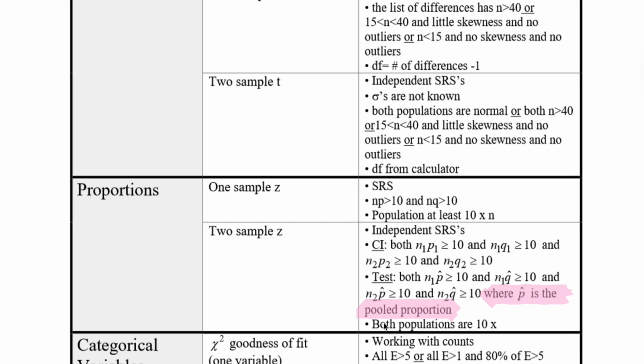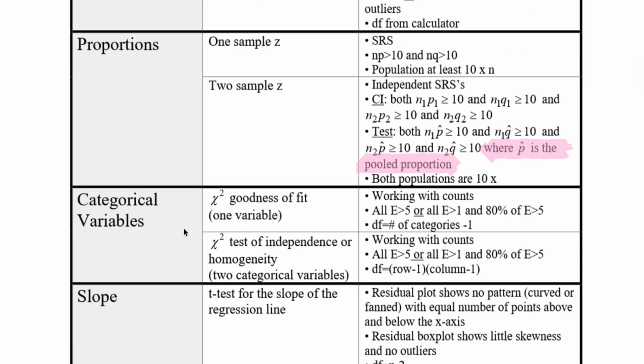Both populations are 10x. Categorical variables, we only have chi-square. So chi-square goodness of fit and chi-square test of independence or homogeneity. For goodness of fit, one variable, working with counts, all expected values should be greater than 5, or all expected values greater than 1 and 80% of E greater than 5. Degrees of freedom equal to number of categories minus 1.